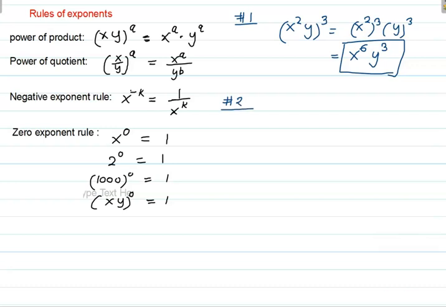Next example, for the power of quotient. For this rule, the power gets distributed to the numerator, so 3 gets distributed to x squared as well as to the denominator y. And then we apply the power of a power rule for the top, which is x raised to 2 times 3, is 6, over y cubed.